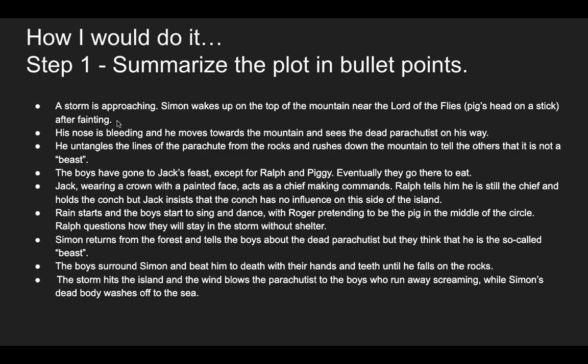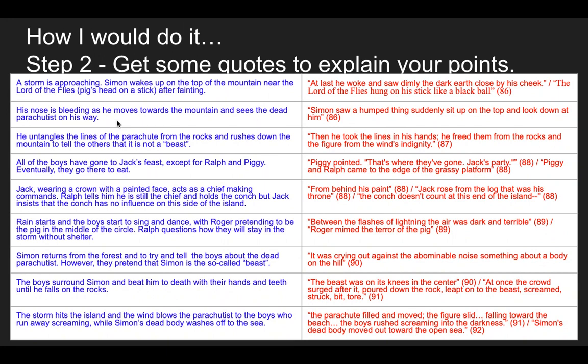So those are my summaries. The next thing I would do is get some quotes to match my bullet points that I could possibly put in there. Like Simon sees the dead parachute, so I've got "Simon saw a hump thing." I could use that possibly. Let's have another little look. Jack gets up, he's got a painted face, he's wearing a crown. I've got Jack "from behind his paint," or he "rose from the log that was his throne."